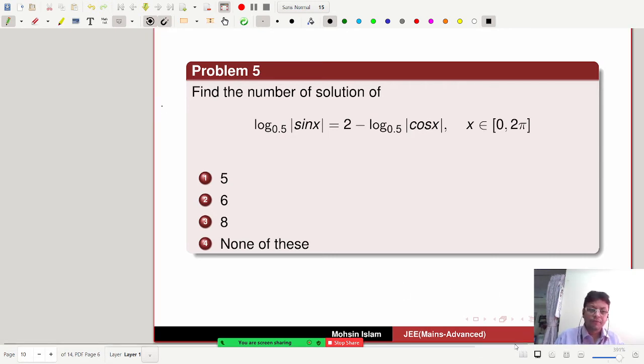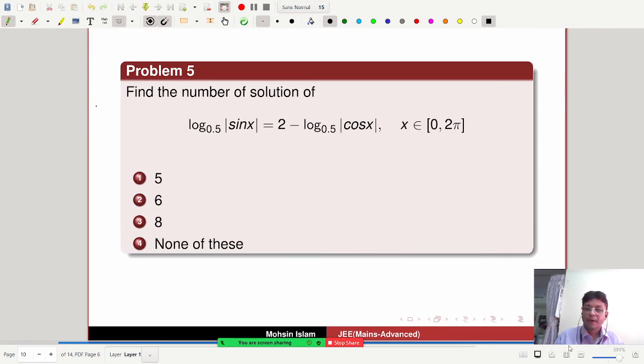Find the number of solutions of log base half of mod sin x equal to 2 minus log base half of mod cos x.